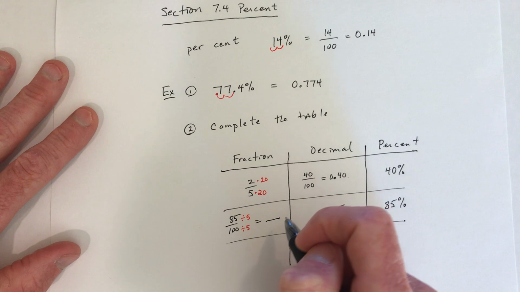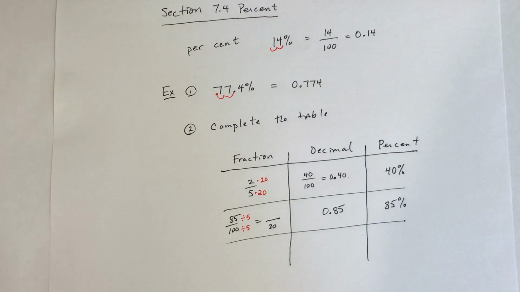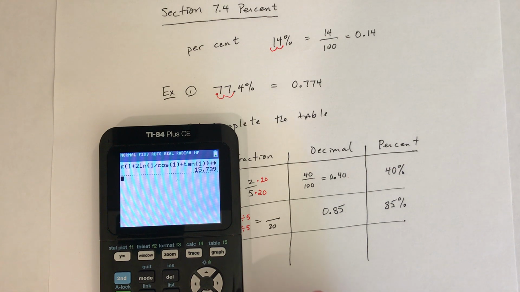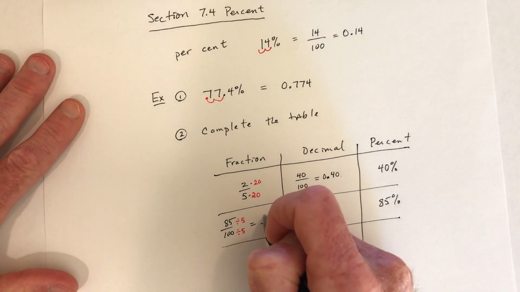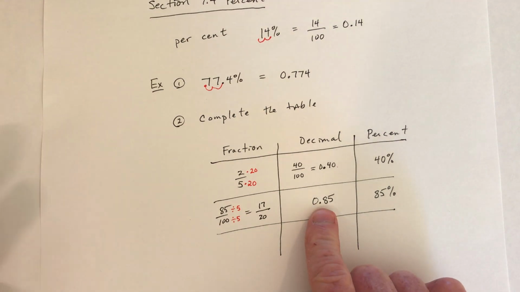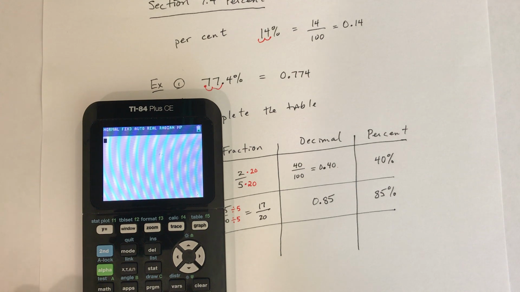So the bottom one, 100 divided by 5, that's 20. What about 85 divided by 5? 85 divided by 5 is 17. So 17 over 20 is equivalent to the decimal 0.85. And I could even check my work. 17 divided by 85 equals, oh sorry, I typed the wrong thing. 17 divided by 20 equals 0.85.